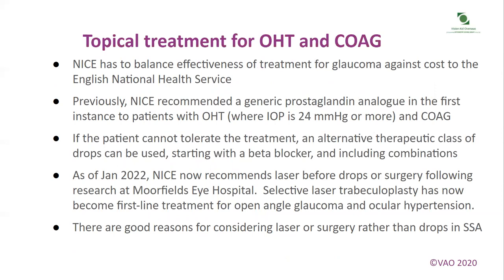Topical treatment for ocular hypertension and chronic open-angle glaucoma. NICE has to balance effectiveness of treatment for glaucoma against cost to the English National Health Service. Previously, NICE recommended a generic prostaglandin analogue in the first instance to patients with ocular hypertension, where the pressure is 24 millimeters of mercury or more, and chronic open-angle glaucoma. If the patient cannot tolerate the treatment, an alternative therapeutic class of drops can be used, starting with a beta blocker and including combinations.